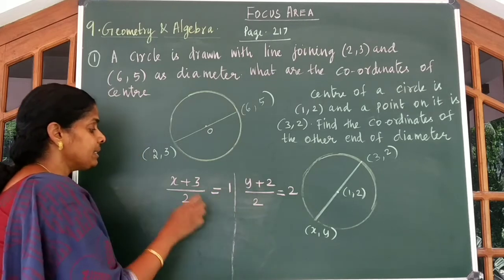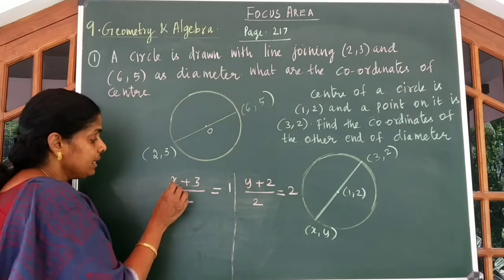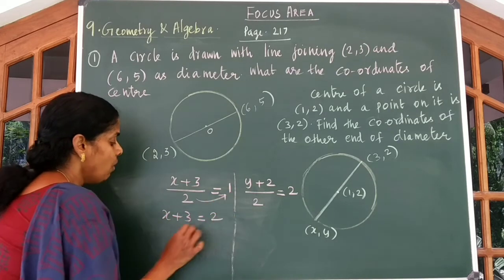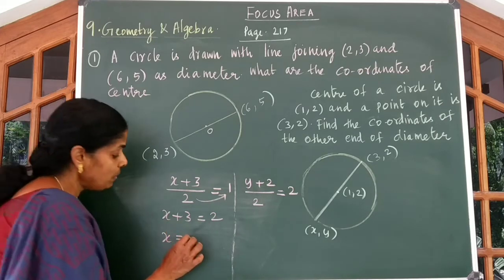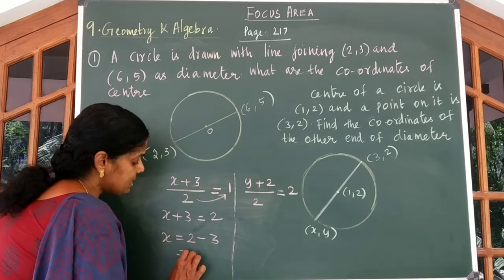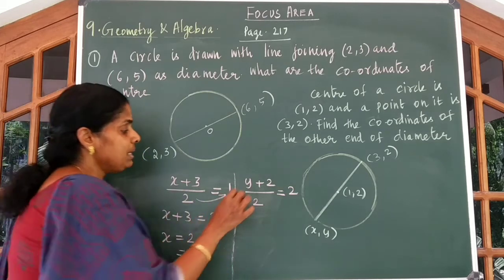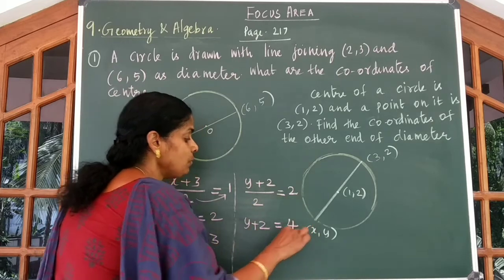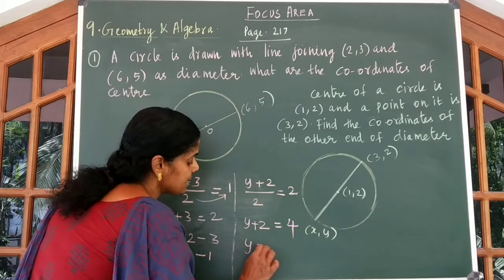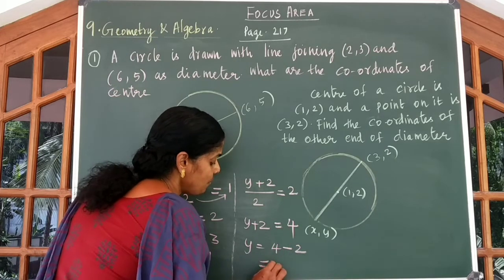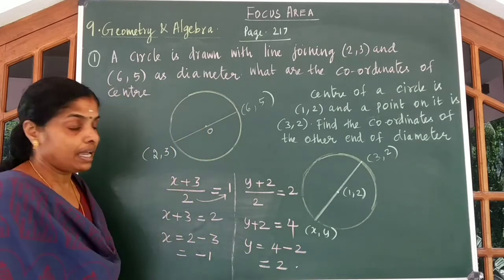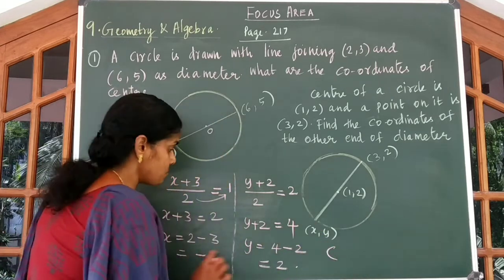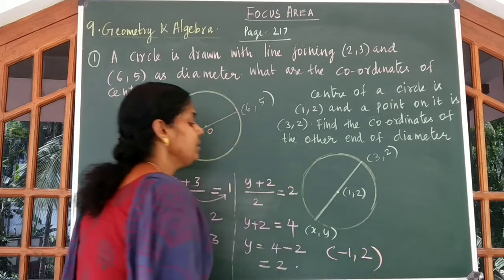Now let us find out the value of x and y. Here we can say x plus 3 is equal to 2, or otherwise x is equal to 2 minus 3, which gives you minus 1. Similarly, y plus 2 is equal to 2 times 2, 4. Otherwise, y is equal to 4 minus 2, which is equal to 2. So we can say the other end of the diameter is (minus 1, 2).